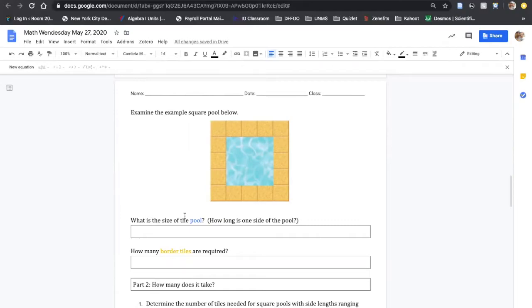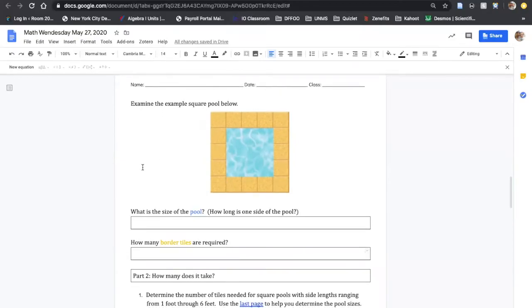I'm not going to tell you how to do this, but based on what we see here, this isn't broken up inside, but you can use the border tiles to figure out how long each side of the pool is. That's the number that you're going to put here. Next one is how many border tiles are required. So all you have to do there is count up how many tiles are over here. All right, that's the first part done.